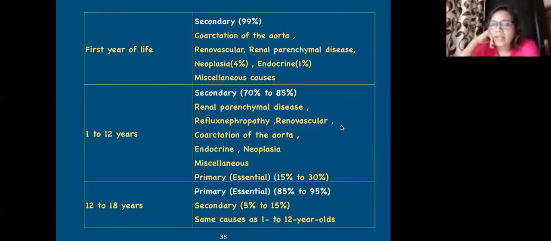If you look at it age-wise, it is important to note that the younger the child, the higher the chance that you're dealing with secondary hypertension. 99% would be secondary hypertension in the first year of life, 70 to 85% from 1 to 12 years, and 85 to 95% between 12 to 18 years. And yes, in the first year of life, coarctation of aorta tops the list, and afterwards, renal causes top the list as a cause of secondary hypertension.